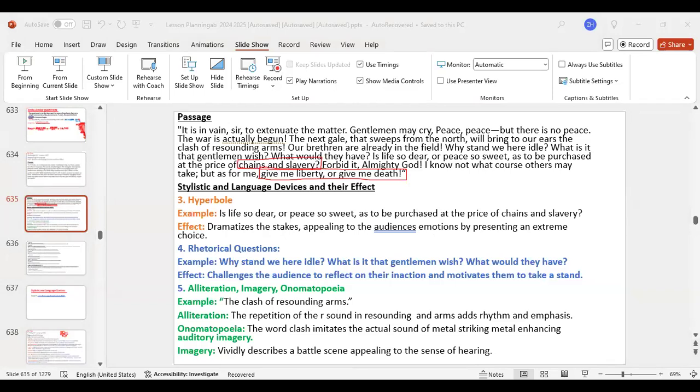Start the quiz after I finish writing, or you can do it now. You can take a picture of the notes and then start your quiz.